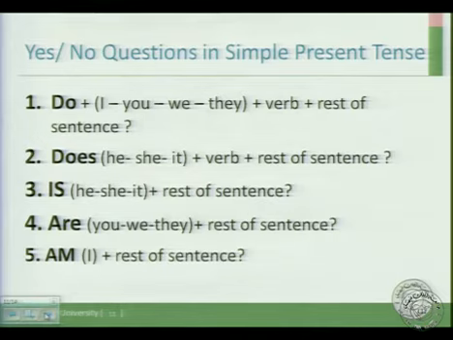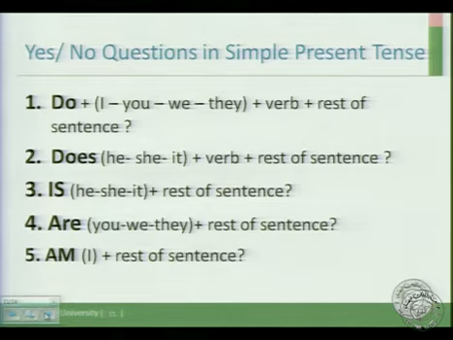So this is the rule. We use do with I, you, we, they, and then the verb, and then the rest of the sentence. Question mark. Does, we use with he, she, it, the verb, and the rest of the sentence. Question mark. If we have is, am, are in the sentence, we did not talk about them last time, and today we are introducing these auxiliary verbs. If we have them in the sentence, we just move them to the beginning of the sentence.